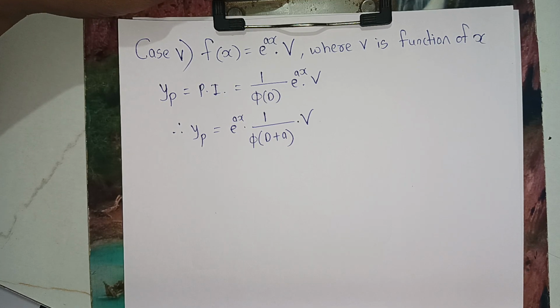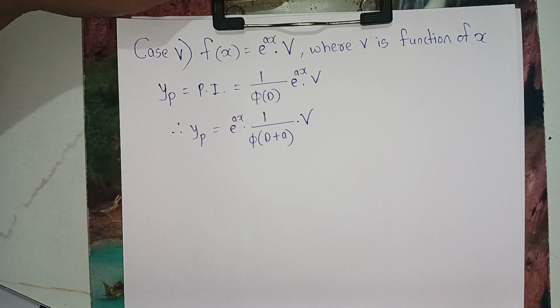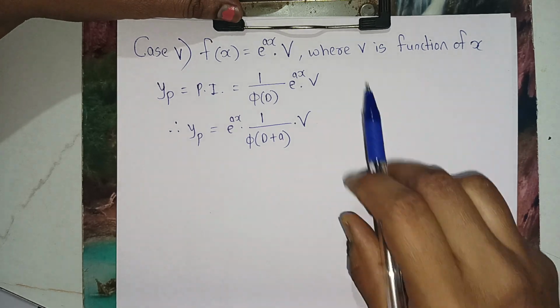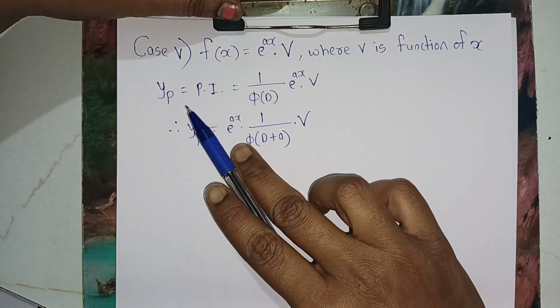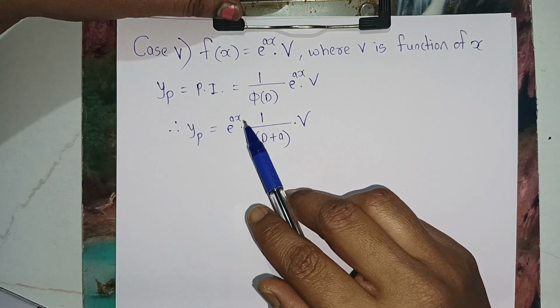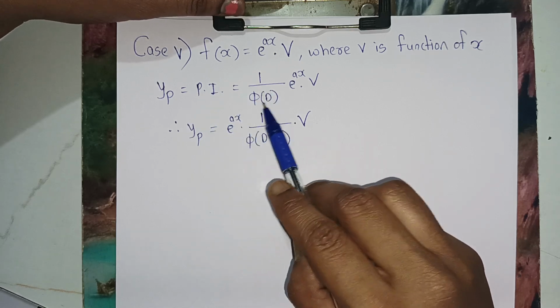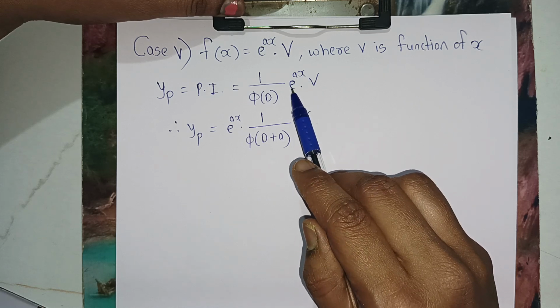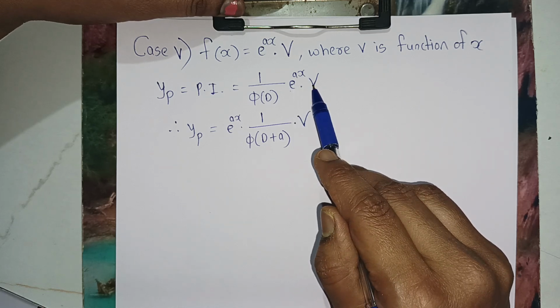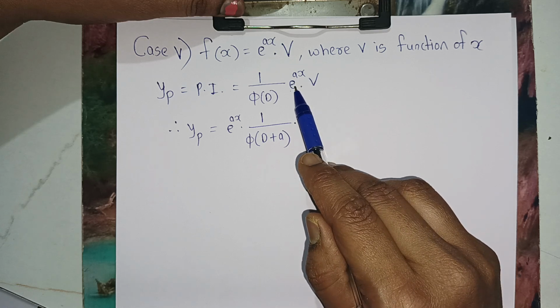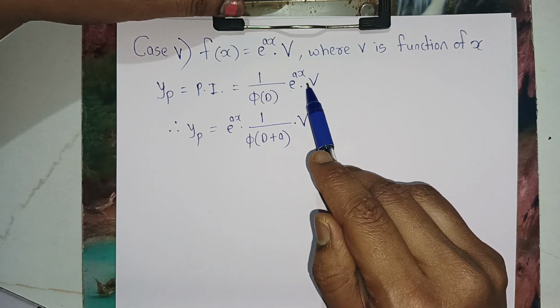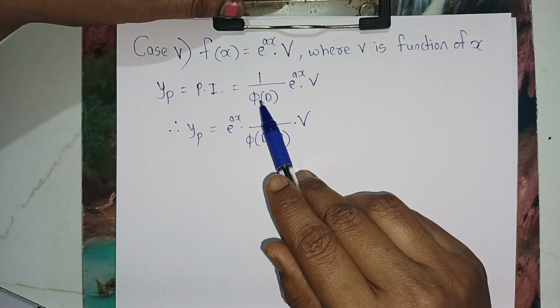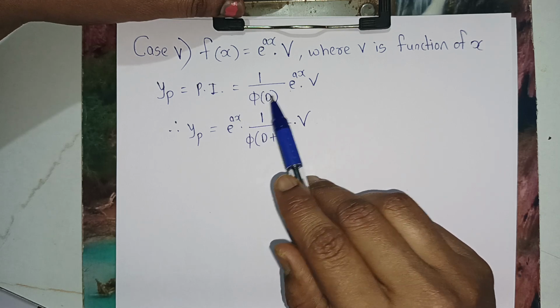Case 5: f of x is equal to e raised to ax into v, where v is any function of x. In this case, yp is equal to 1 upon phi of D operating on e raised to ax into v. Now this e raised to ax into v is operated on by this inverse differential operator. So what is the problem?